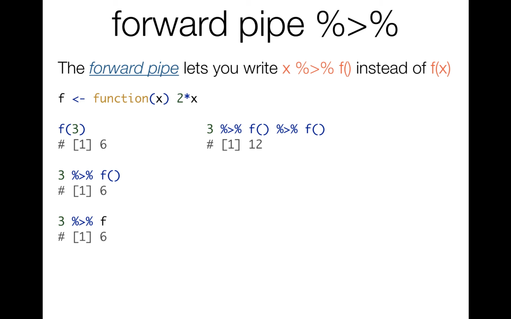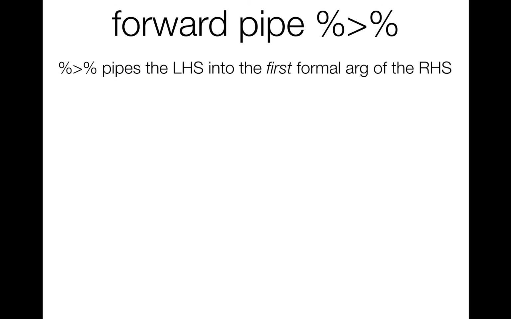Moreover, the operations usually run across lines. So you'll see something like this: 3 piped into new line f piped into new line f. And the way we would usually read this is take 3 and apply f to it, and then apply f to that. So 3 times 2, which is 6, times 2, which is 12. What the pipe is actually doing is allowing us to input the return value of the left-hand side into the first formal argument of the right-hand side.